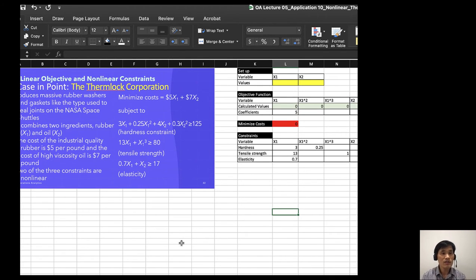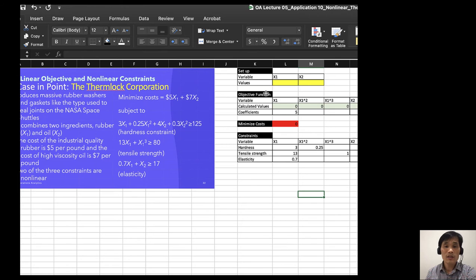This is the last case of nonlinear programming: linear objective and nonlinear constraints. We talked about the Thermlock Corporation, which has two ingredients, rubber and oil. We are minimizing the cost, and there are three constraints: hardness, tensile strength, and elasticity, and they are continuous variables. It includes nonlinear components in the constraints only, but not in the objective function.